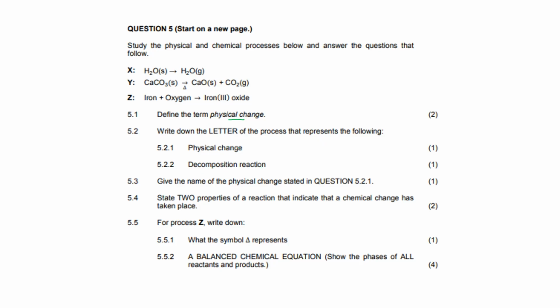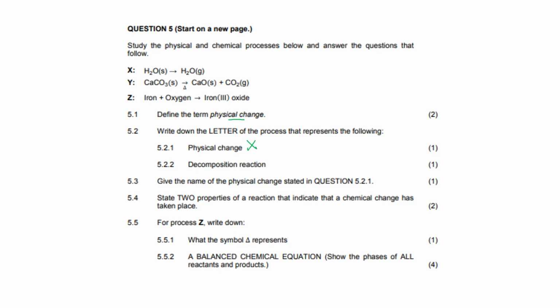So the physical change is very easy to remember. A physical change is when there is a change in the state or properties of a substance without changing the chemical composition. So it's just a change in state. If you look carefully, we're going from a solid to a gas. Do you see that? We don't change anything, we just go from a solid to a gas. So that is a physical change.